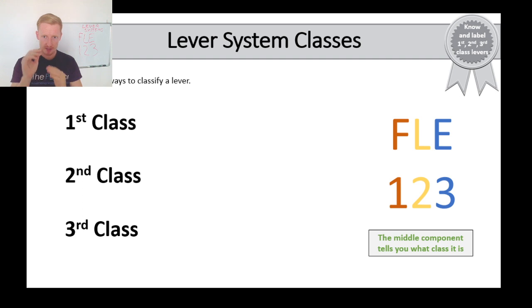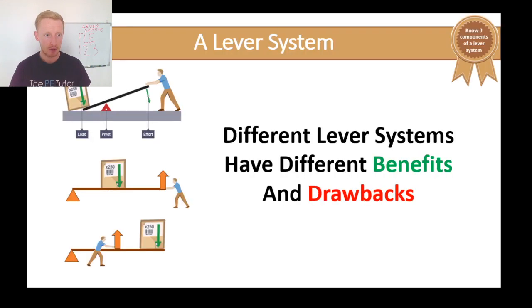When the fulcrum is in the middle, it's a first class lever. When the load is in the middle, it's a second class lever. When the effort is in the middle, it's a third class lever. So straight off the bat, let's look here. On that option 1, the fulcrum's in the middle. FLE, 1, 2, 3. F is 1, so that's a first class lever system.